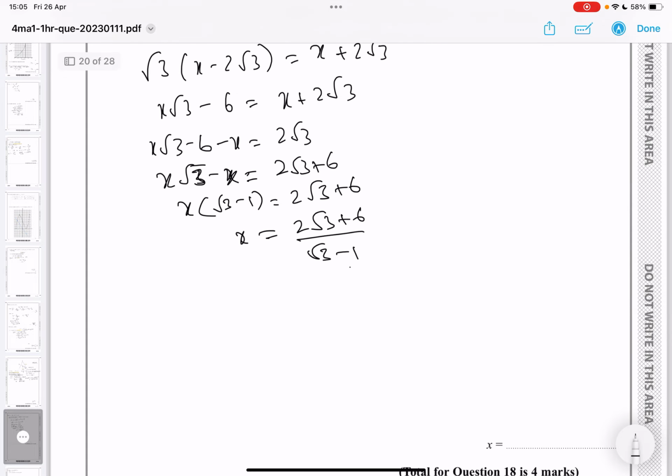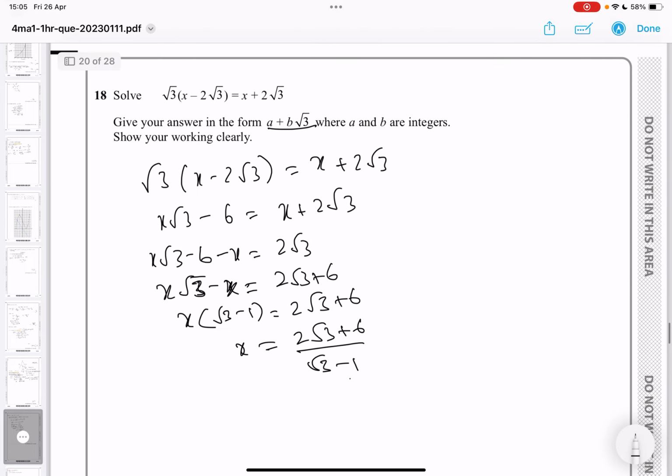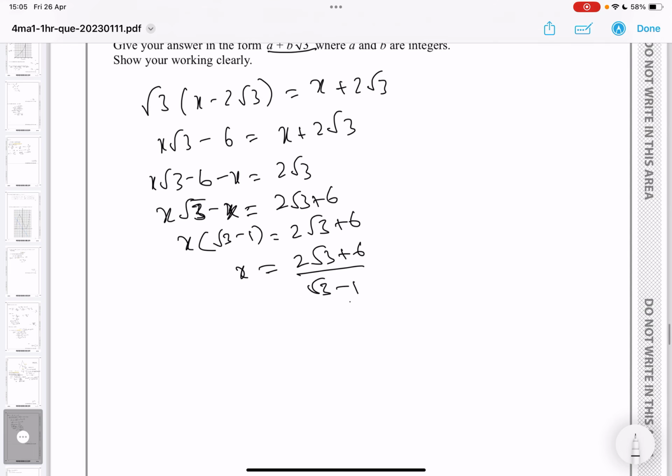Okay, but is this in the format that they want? No. So what we need to do is rationalize the surd. We need to make sure that there's no surd in the denominator. So how can we rationalize it? We multiply the numerator and the denominator by root 3 plus 1. So you always multiply by the denominator but change the sign.